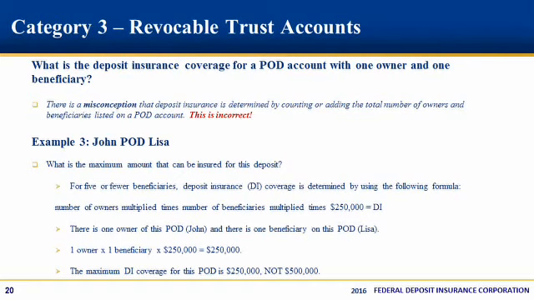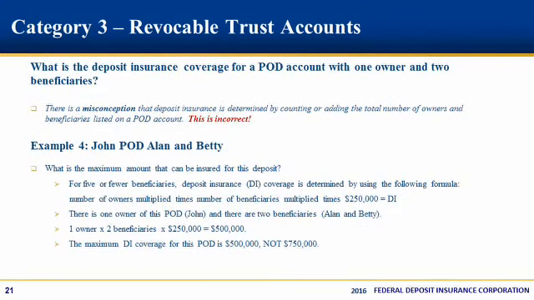This is not correct. Please remember, unlike Category 2 joint accounts, where every individual listed on the account is an owner and entitled to up to $250,000 in deposit insurance coverage, the rules for revocable trust accounts are different. The key point is that coverage is determined by taking the number of owners times the number of unique eligible beneficiaries times $250,000.